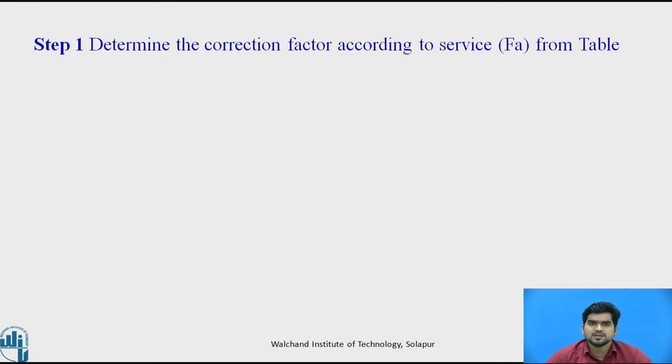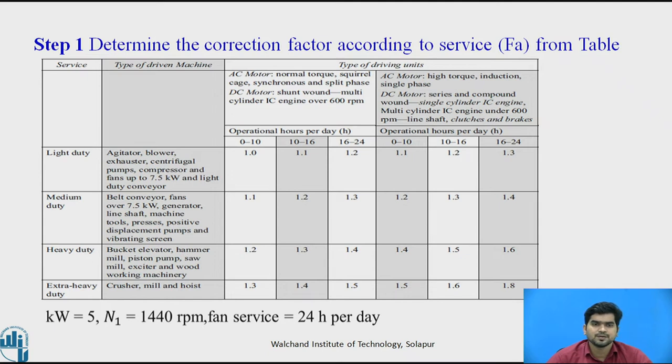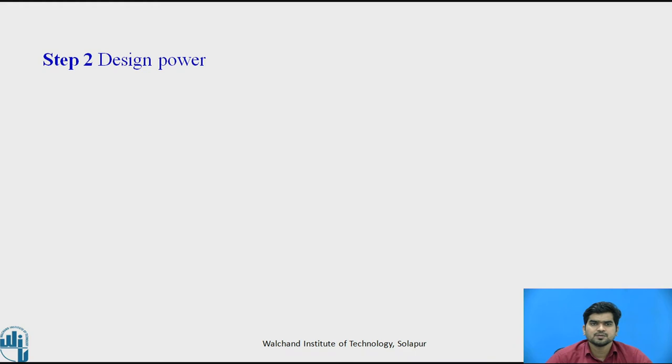So step number one: determine the correction factor according to the service from the table. This is the table from which we have to find out the service factor FA. This is the given data: the power is 15 kilowatt, the input speed is 1440 rpm, and the fan service is 24 hours per day. So by considering the power, it comes under the medium duty, and since the service is 24 hours per day, we can select the service factor as 1.3.